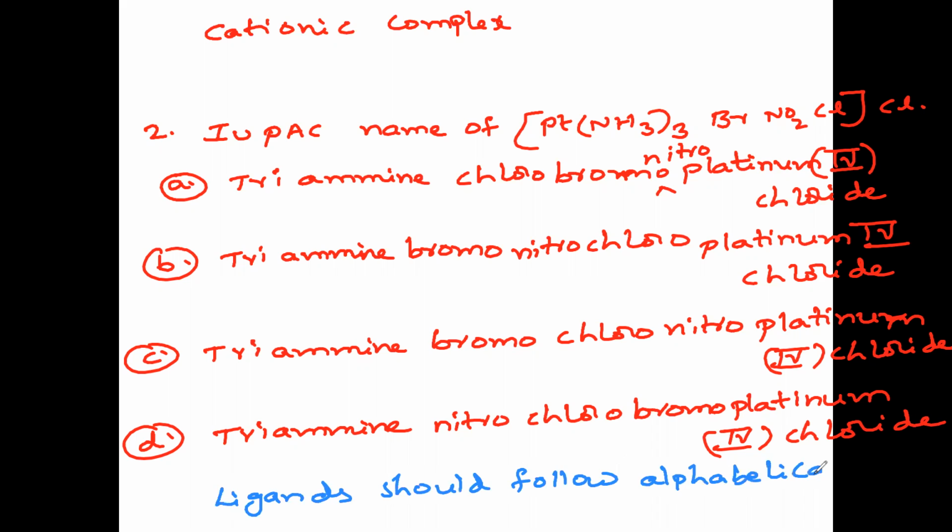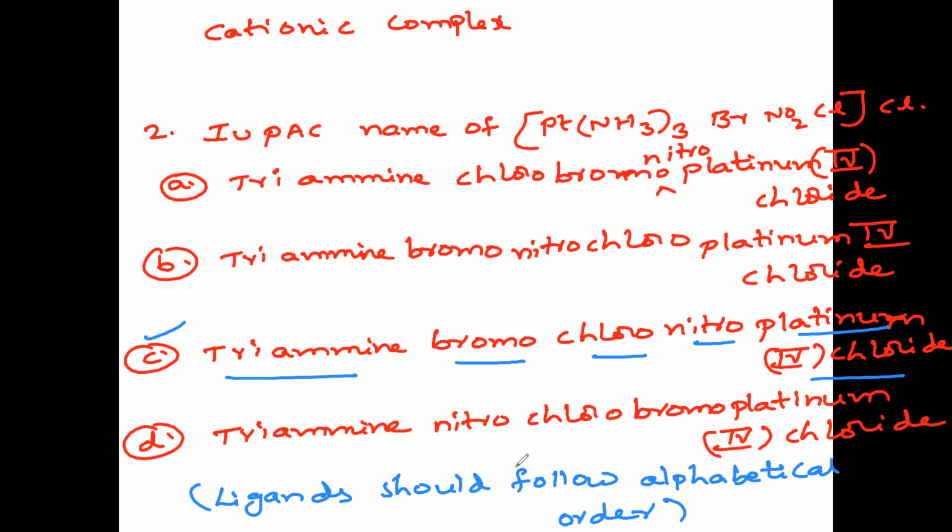So alphabetical order we have to see now. Alphabetical order means for ammine we'll get A, for bromo we'll get B, for nitro we'll get N, for chloro we'll get C. So definitely it should be A, B, C, N. So the answer is the third option: triamine, bromo, chloro, nitro, platinum(IV) chloride. The answer is option C because it is triamine, 3 amines, 1 bromo, 1 chloro, and after B we should get Cl and then nitro N in alphabetical order. The hint for this answer is ligands should follow alphabetical order. So I hope it is clear. Very, very important, this type of questions. So please note down.